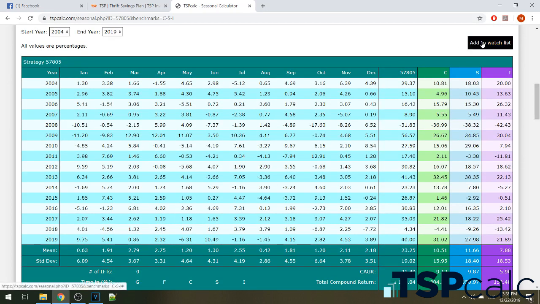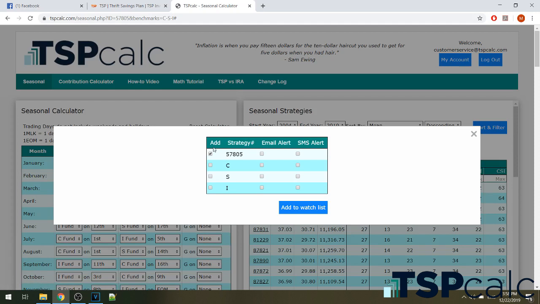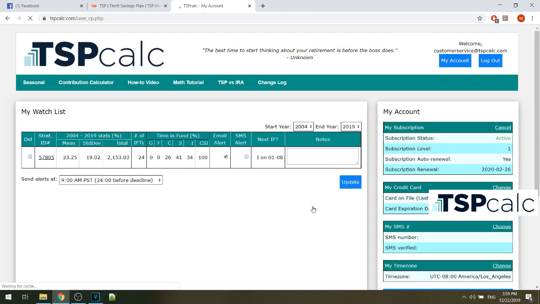Okay, so say I like this strategy, and I would like to receive email and SMS alerts. Well, there's this fancy button here. It says add to watch list, so I can add that one and say I want an email alert, and so I click add to watch list. Okay, and this is going to take me to my account page. And here we are. So 57805 has now been added to my watch list.